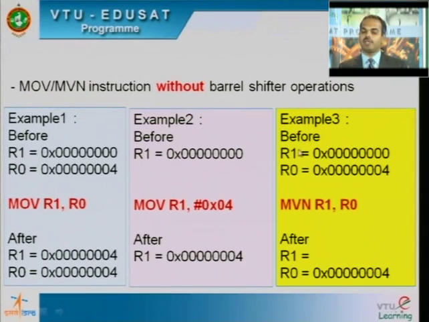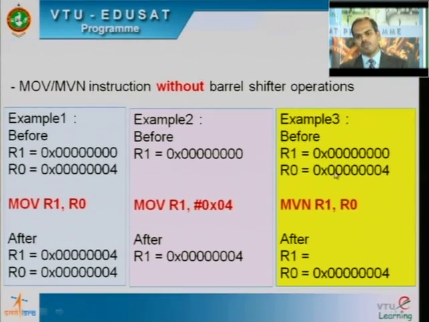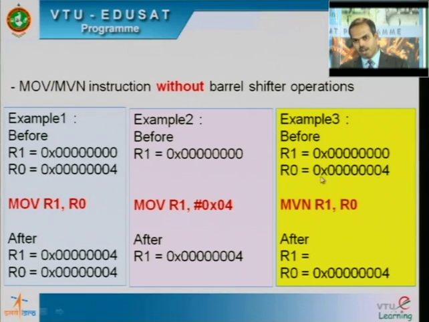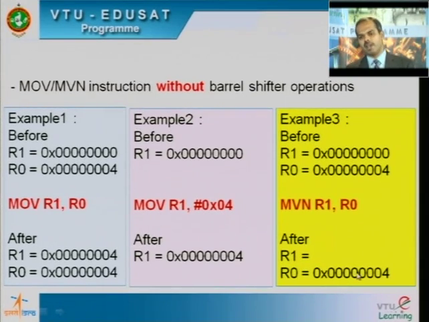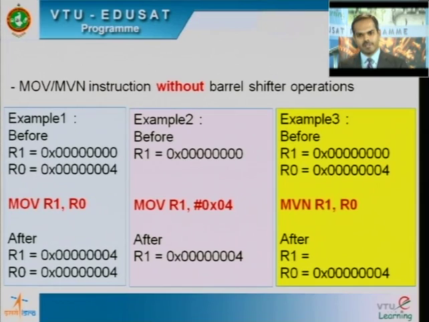Example 3, now this is very important. If you can recollect the previous slide, you can answer this. R1 is 0 initially, R0 is 4. MVN R1, R0 means it takes the ones complement of R0 content and transfers that to R1, and R0 content remains the same value. What will be the content of R1? Can you guess?